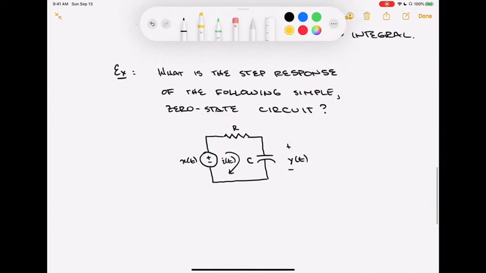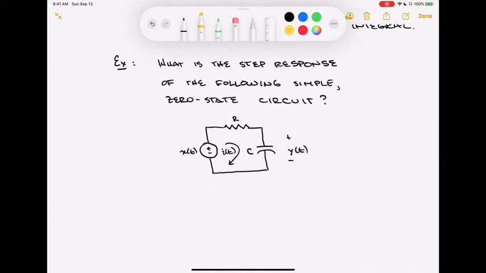So to help illustrate how we might evaluate this convolution integral, we're going to start with a very simple electric circuit, a first order electric circuit, one that you should have seen before and have some intuition about its behavior. And so here's the question we're going to ask. What is the step response of the following simple first order, zero state circuit? By saying it's a zero state circuit, we're just saying that the capacitor shown in there is not initially charged. It starts out discharged.